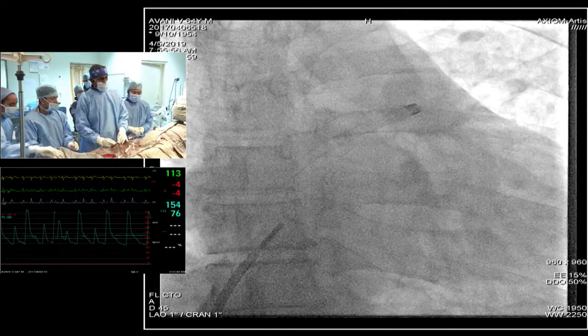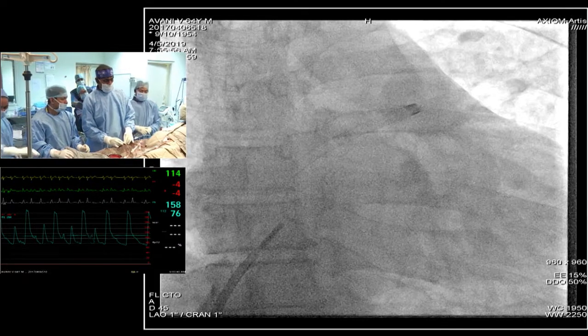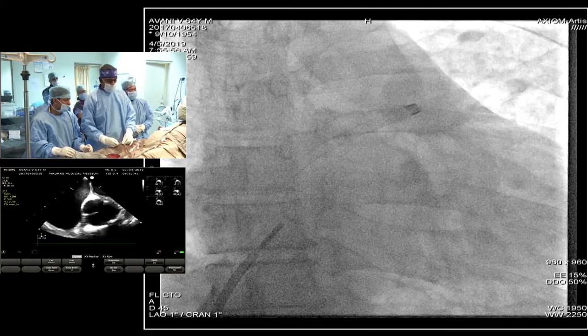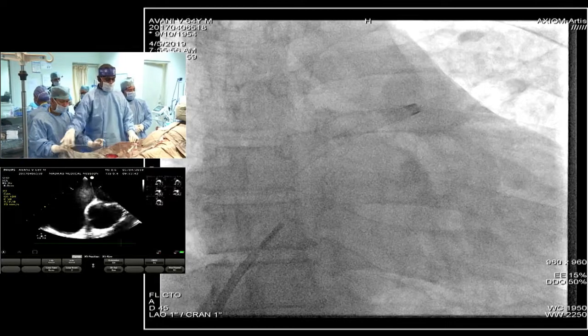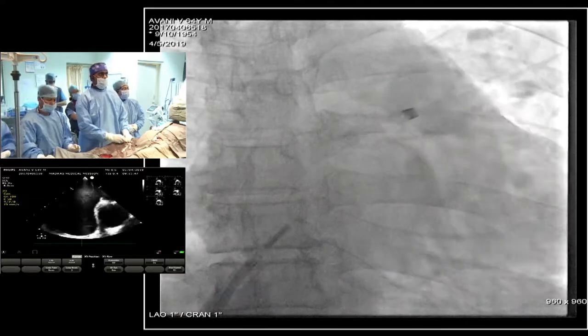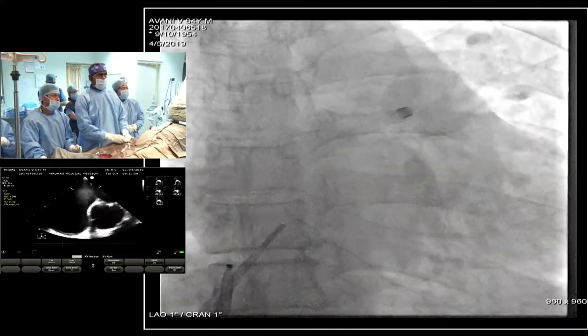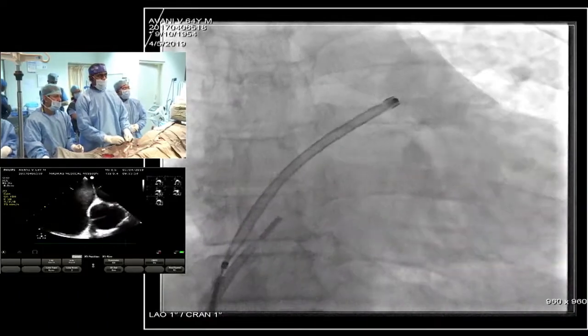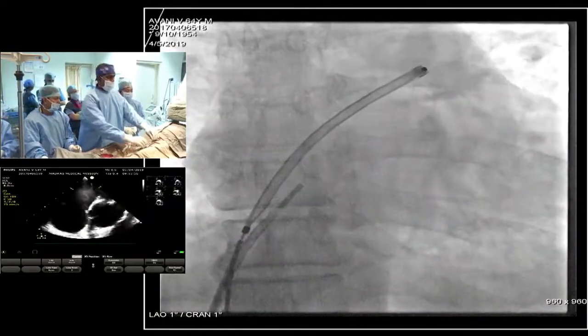So now Dr. Srija measured a size of 25 millimeter, and our previous echocardiographic measurements were 23. So we have decided to choose an Amplatzer septal occluder, 28 millimeter, and we are going to deploy it in the conventional manner.